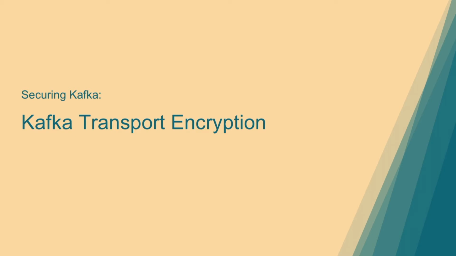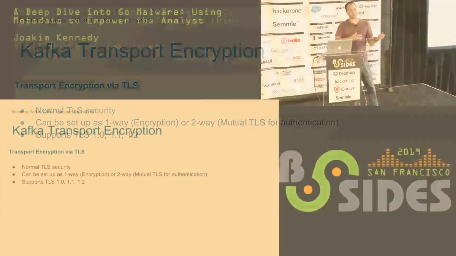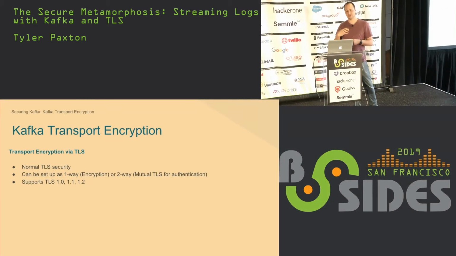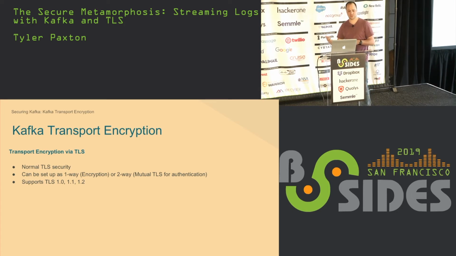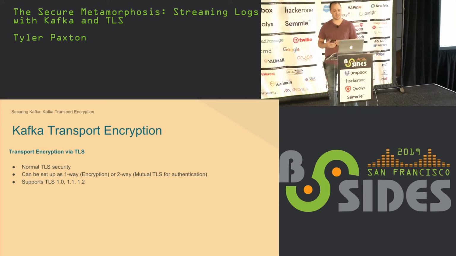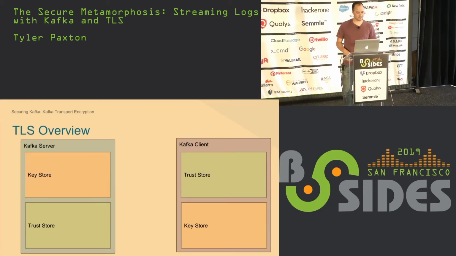So Kafka transport encryption. Kafka just has normal transport encryption through TLS. You can set it up as either one way, meaning that the clients only need to encrypt what they're sending to the brokers, or you can set it up as mutual TLS. It supports TLS 1.0, 1.1, and 1.2.